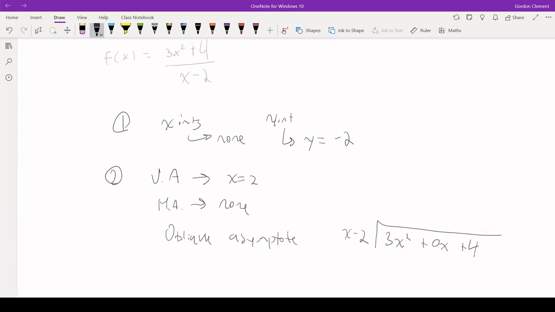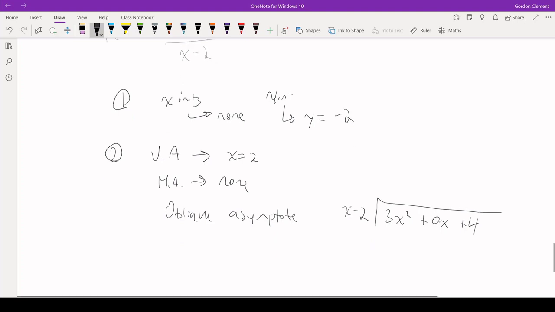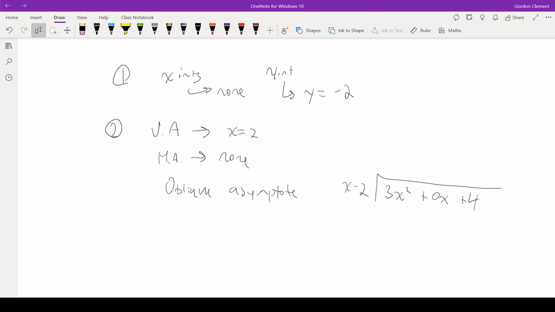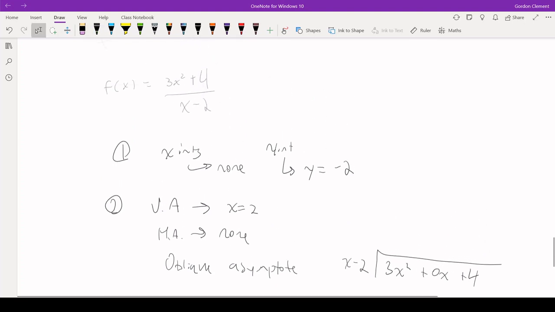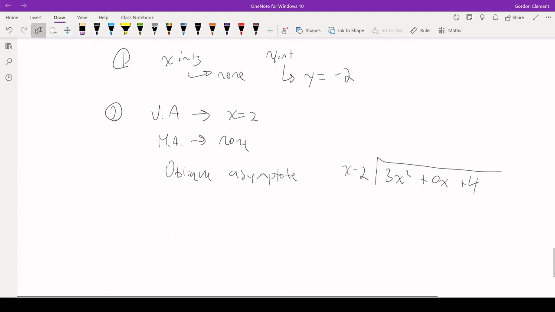I never learned synthetic division, and I refuse to learn synthetic division. I like my long division, so I'm going to go with that. So there we go. So we're doing that. Remember, you do have to put the placeholder 0 for the 0x in the middle. Pretty sure you have to do that with synthetic division as well.